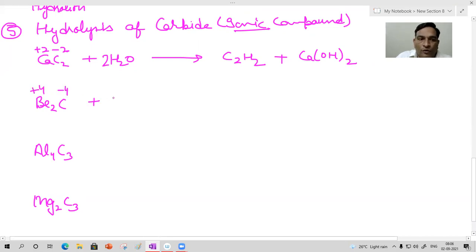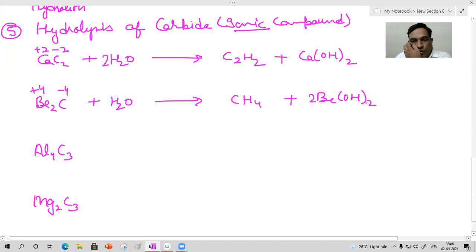Carbon is -4. Water should be considered, in the case of an ionic compound, as H plus and OH minus. It's a trick to do the question. For 4 minus, we are adding 4H plus. So we are getting CH4 gas plus beryllium hydroxide. How many beryllium? 2. How many hydrogen? Here 2, here 4 or 4, 8 hydrogen. So definitely you should multiply by 4.